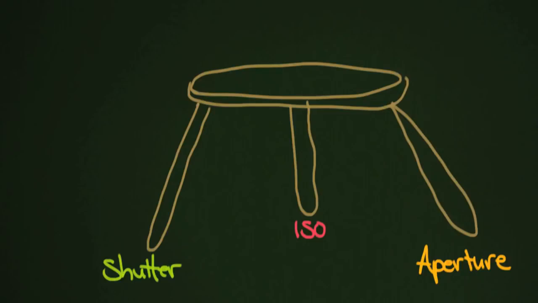Now, if any one of these things is incorrect or not matching, then you're going to have a problem. Your stool is not going to be flat or usable, really. And sometimes this will be called the exposure triangle. So these three things are all related. They're variables of good exposure. And if you change one, well, then you have to change others.